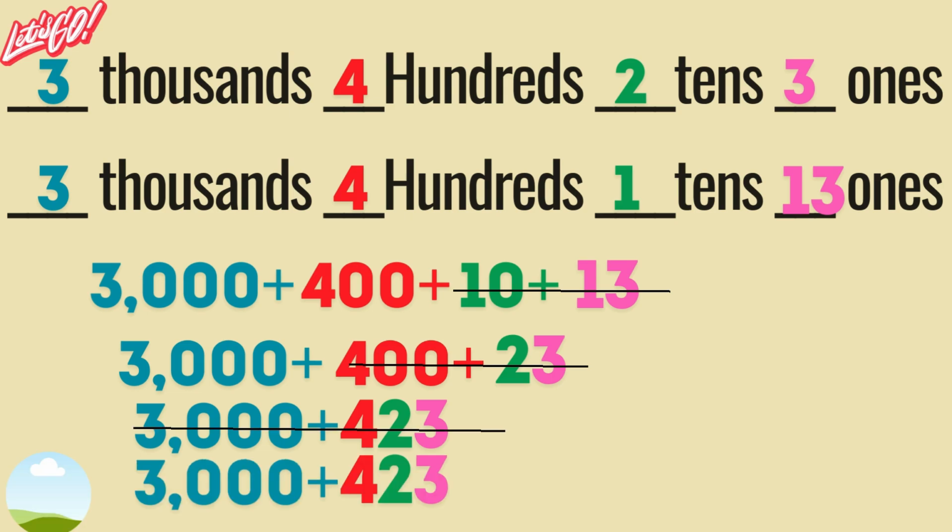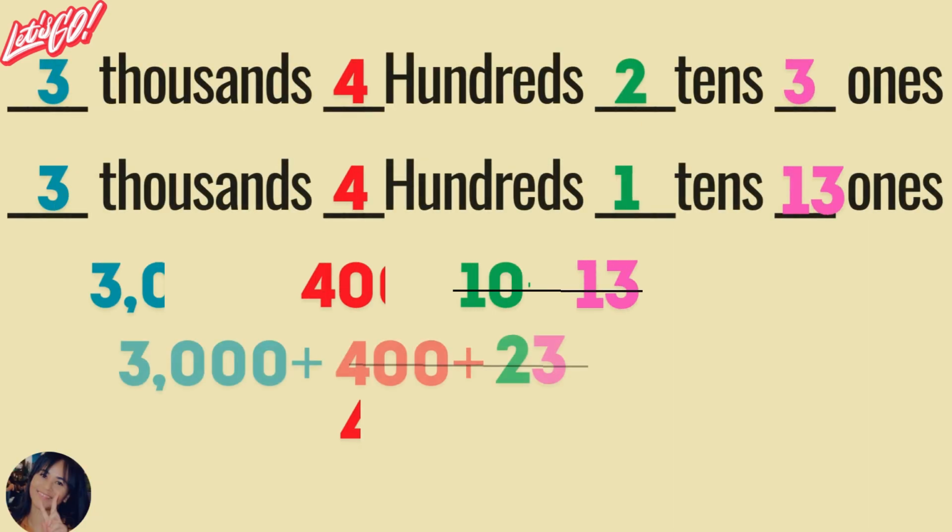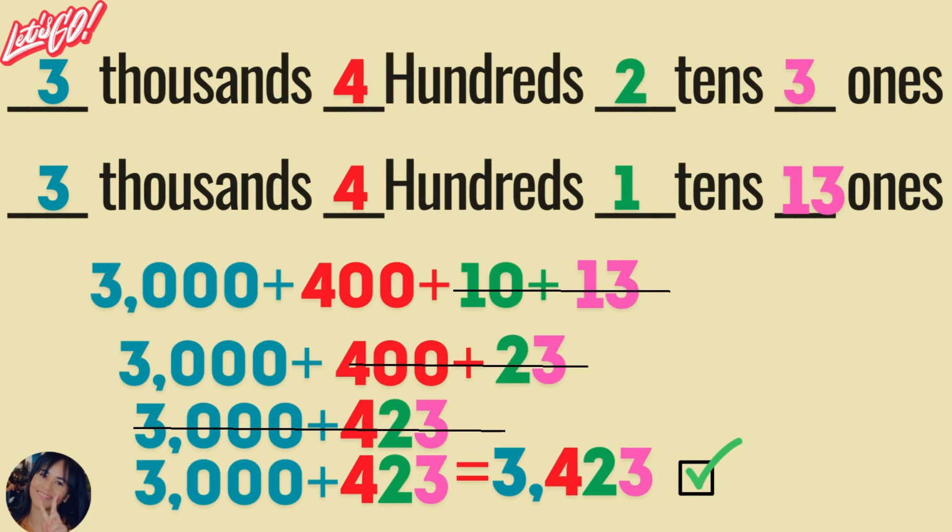And again, I rewrite the 3,000. So now I'm crushing together the 423 plus the 3,000. And I'm going to get 3,423. So bullseye. That is right. Let's see if we can change it around in a different way.